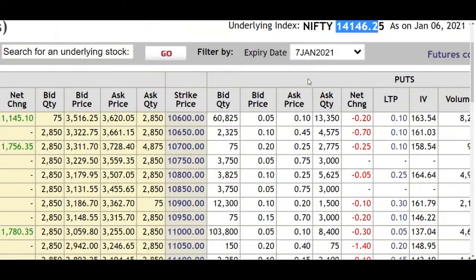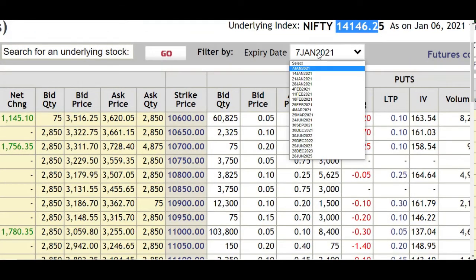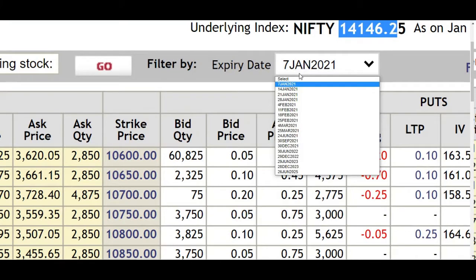Other than this we have the expiry date. Expiry date is nothing but when the contracts expire, which means the buyer and seller should close the particular option trade on this expiry date. Indexes have an expiry every week on Thursday as well as monthly. For the current month it will contain both weekly and monthly, and for later months only monthly contracts.